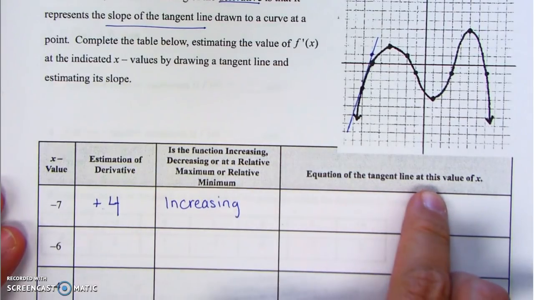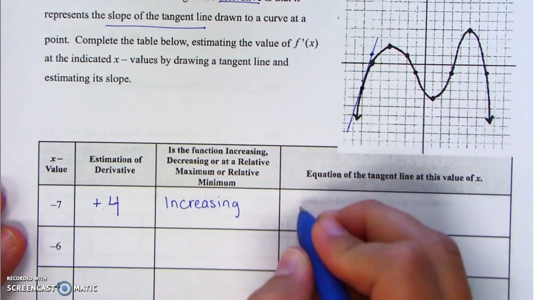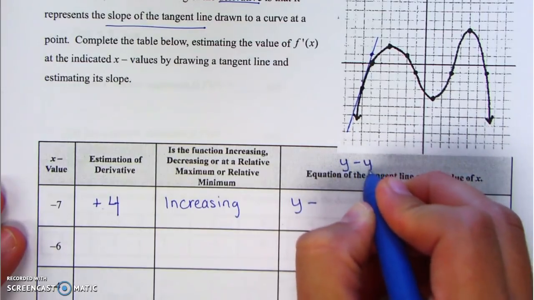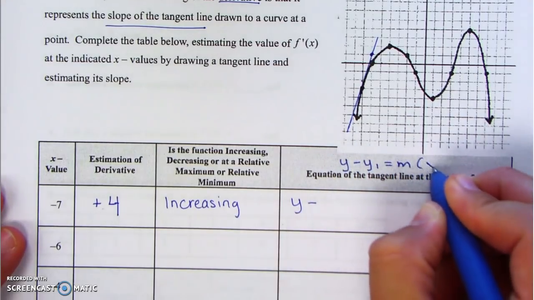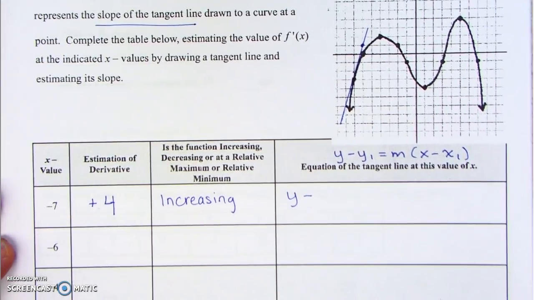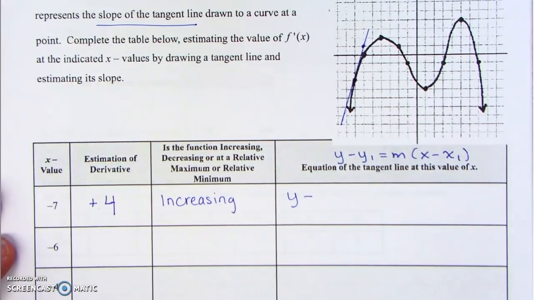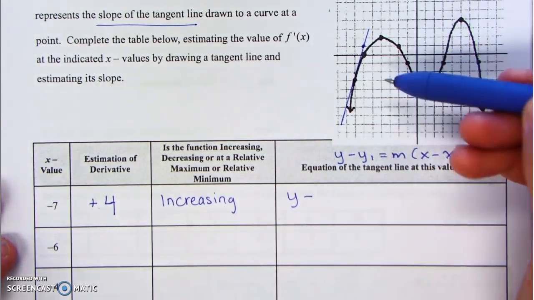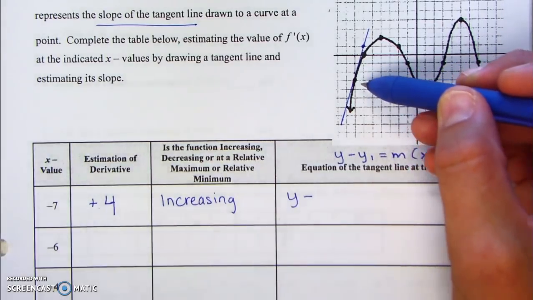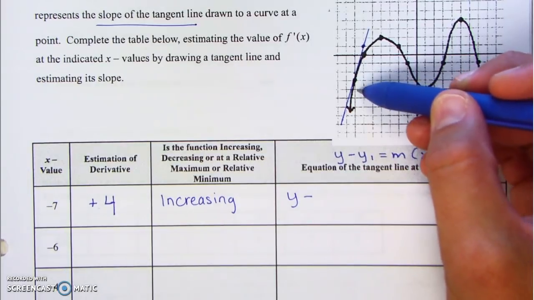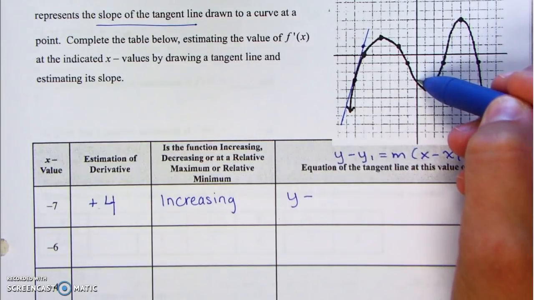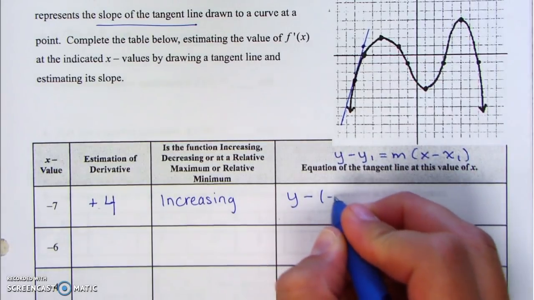What's the equation of the tangent line at this value of x? The equation of the tangent line starts off y minus y1 equals m times x minus x1, like that. We love it when we have a graph, because it's easier to find the y value. If we're given an equation, then we have to plug in x and find the y. So this is nice that we actually have the graph, and the y value is -3.